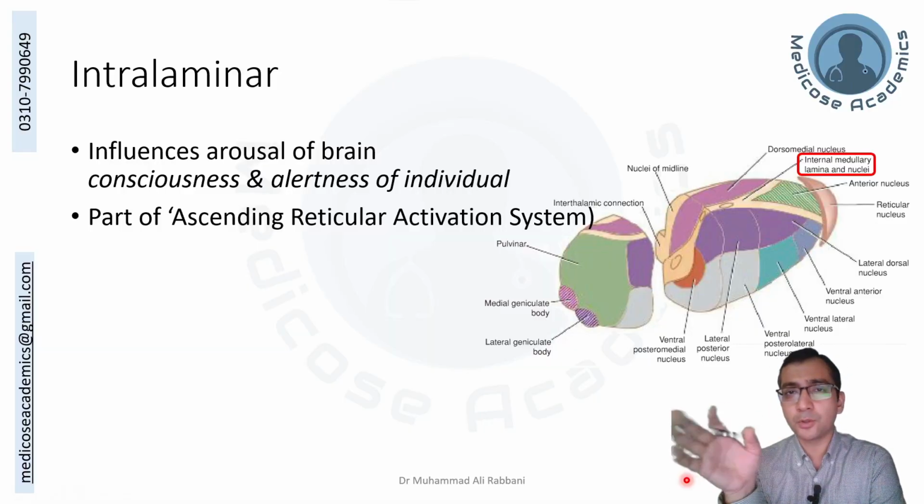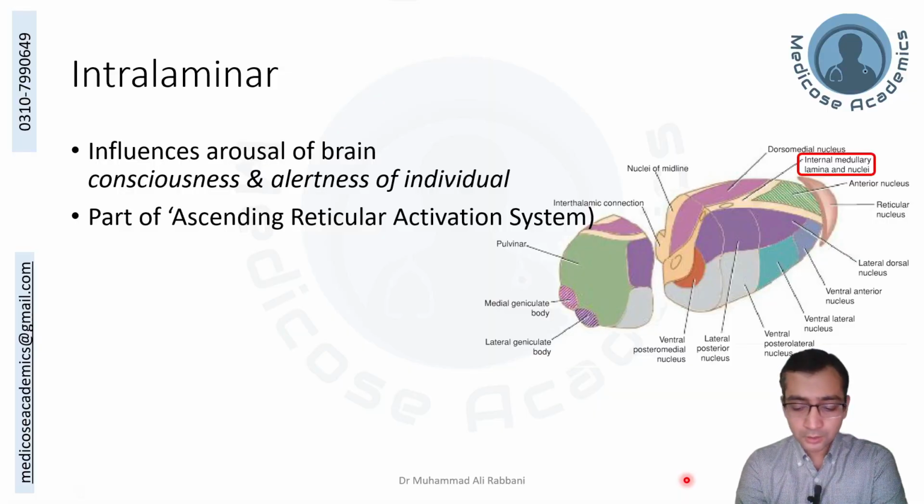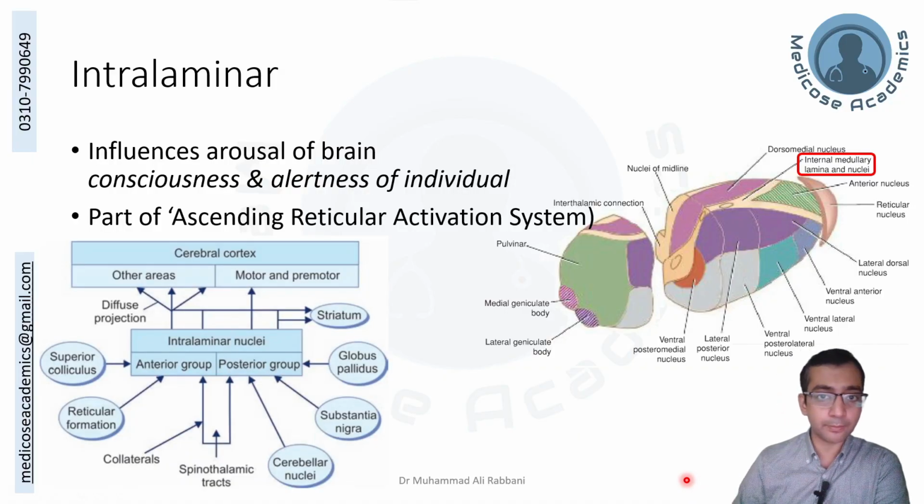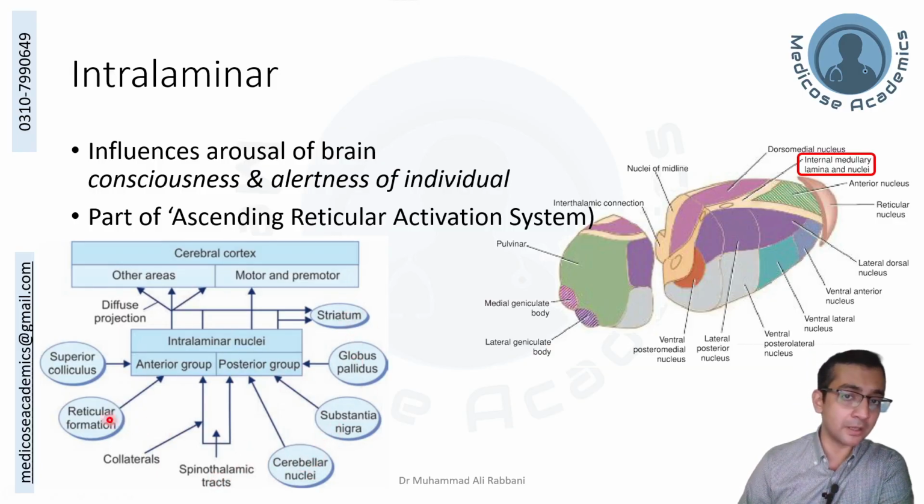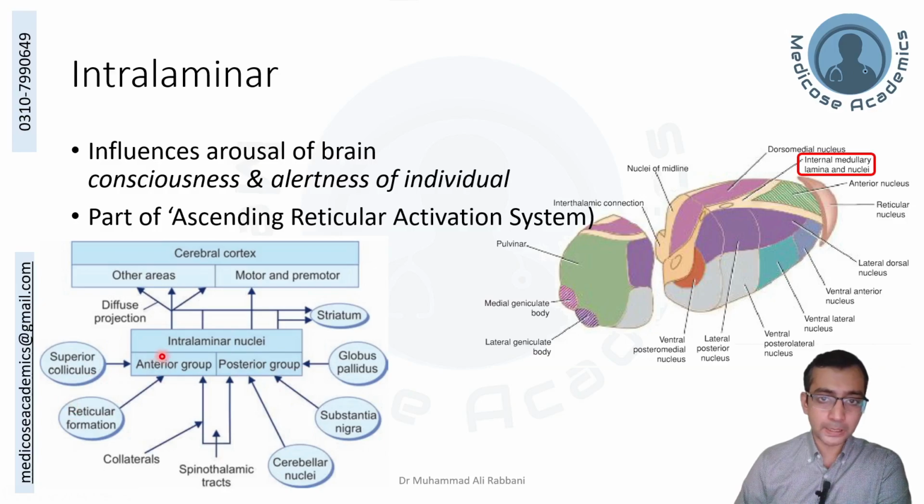The connections I'm not going to discuss. I'm just going to flash you a schematic diagram from the Inderbir Singh textbook of neuroanatomy. So it gets collaterals from spinothalamic, trigeminal, and the different basal ganglia, cerebellum, reticular formation, and all that. And majorly they go to motor areas and diffusely to the other areas, directly or indirectly.